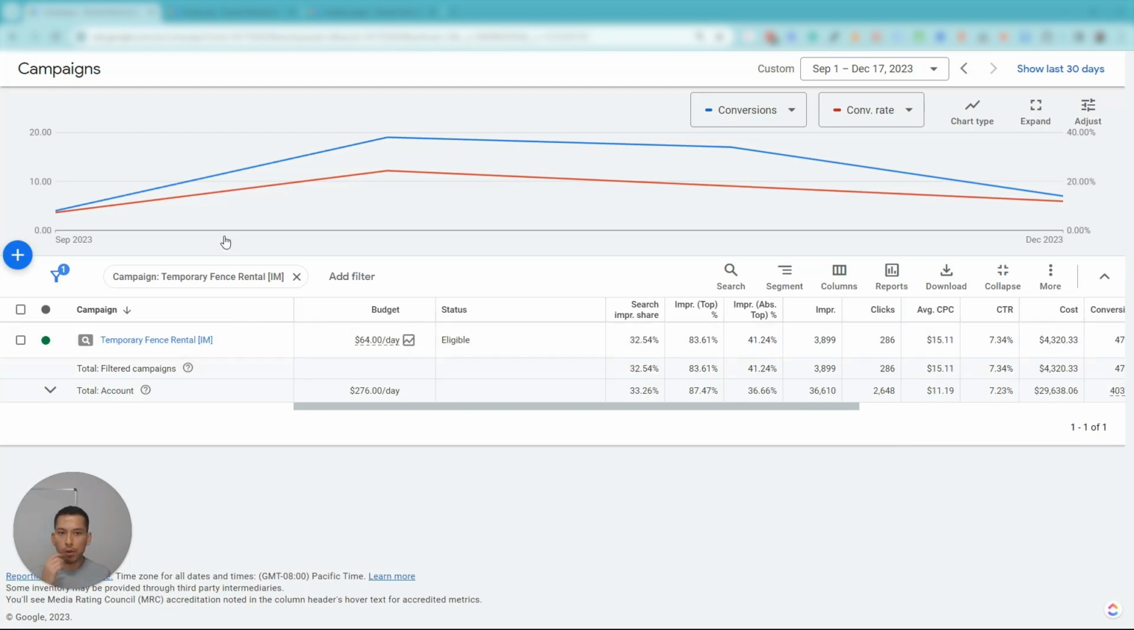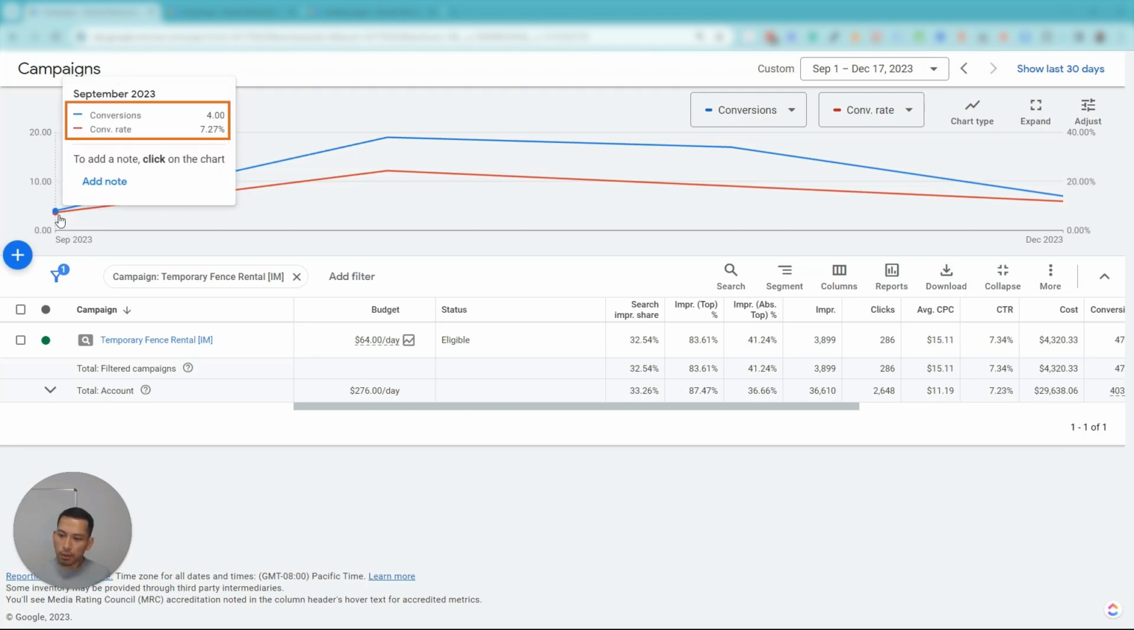Let's take a look at this graph. The blue line is conversion, and the red line is conversion rate. So you can see at the first get-go in September, our conversion rate was pretty low. It started off slow. Not every campaign starts off fast, right? And we only got 4 conversions. I think it ran like half of the month. So this is more of a Q4, October, November, December.